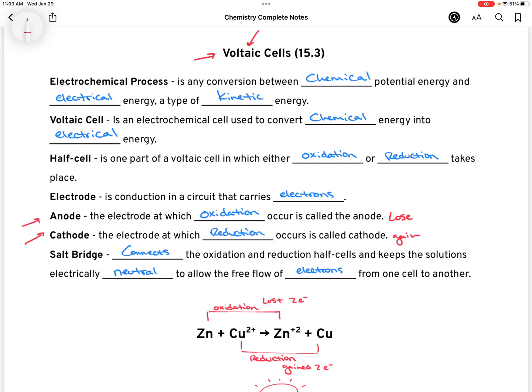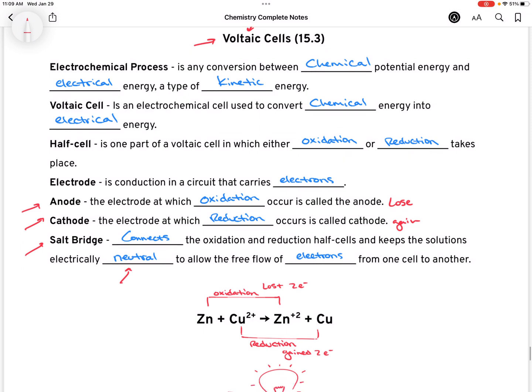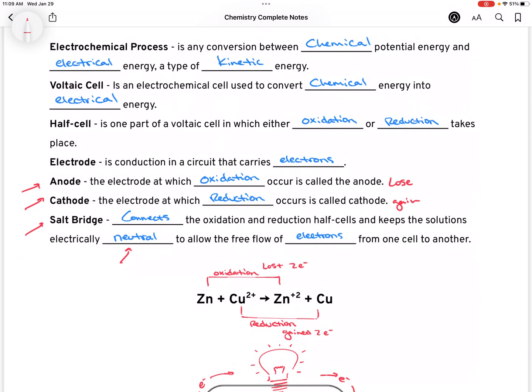All right, and to keep the reaction going, we actually have a salt bridge that keeps everything neutral. All right, so let's show you what this looks like down below. Before I get into the image, I want to show you this equation. So we have zinc and we have copper.